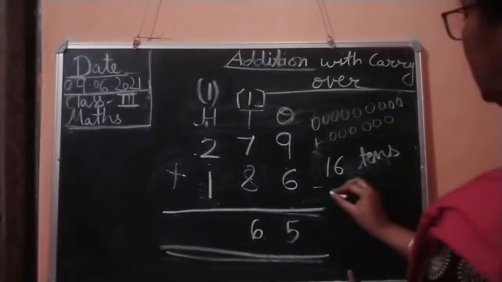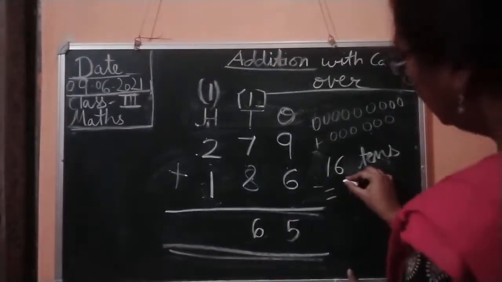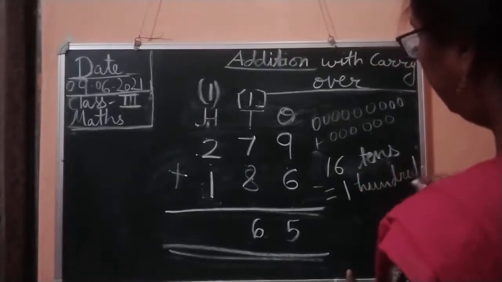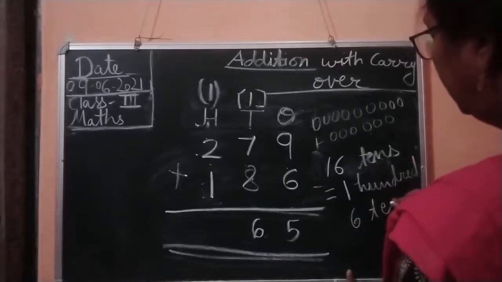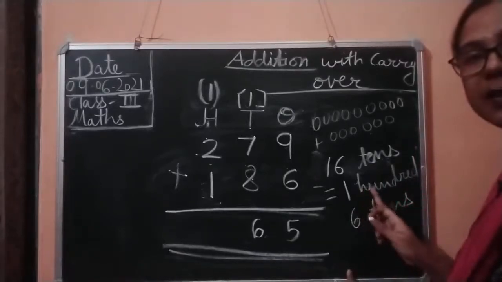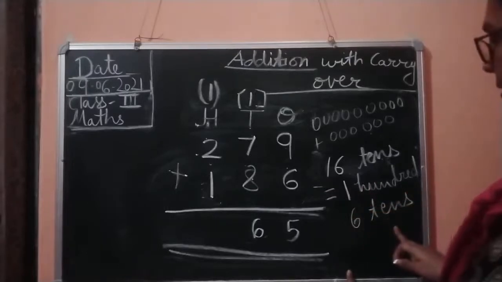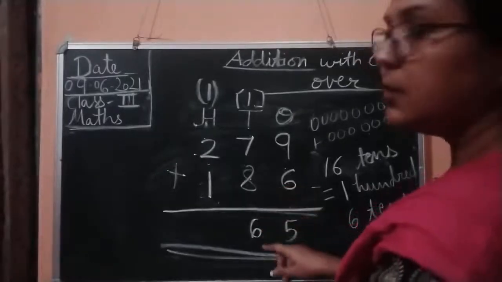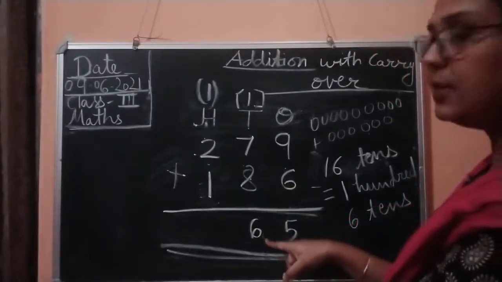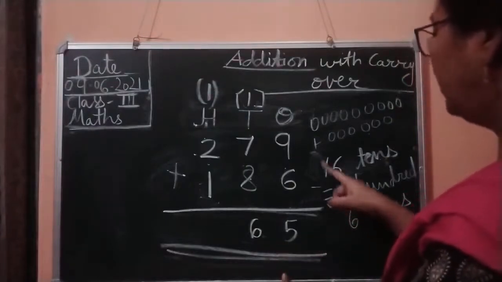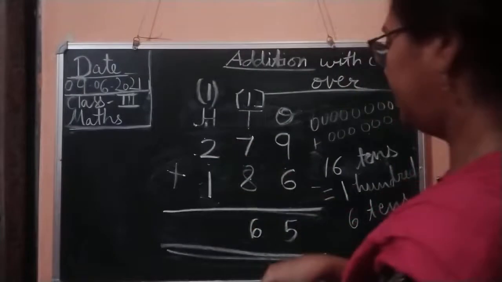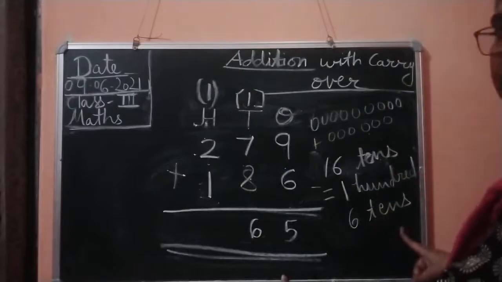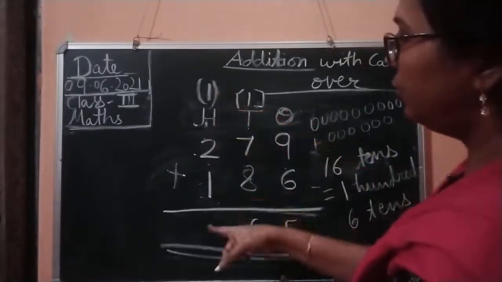16 tens equal to 106 tens. Okay, 16 tens, it means 106 tens. So here you can see this is 6 tens. That is why we have to write 6 over here, and 1 will be transferred over here with 100, because this is 100. So 16 tens equal to 106 tens. So that is why 1 will be shifted over here.